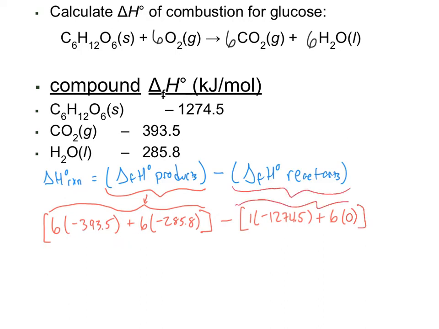Then this gives us our delta H of formation of all of our reactants. And so then we just do the math of this out, and we find a value of negative 2,801 kilojoules. And so then if we wanted to, we could just add that into our thermochemical equation. Delta H equals negative 2801 kilojoules per mole of glucose.